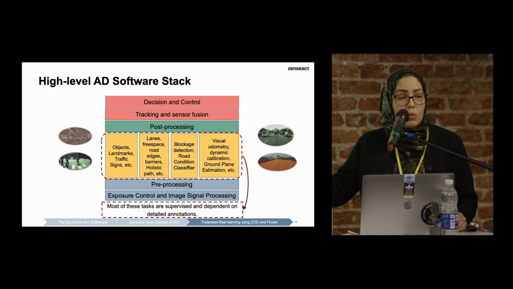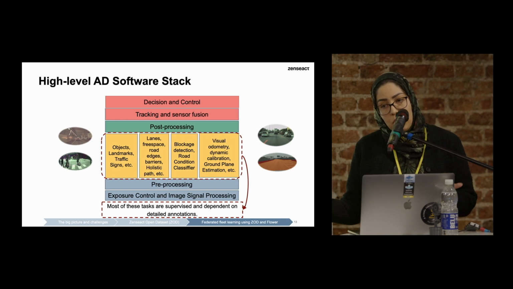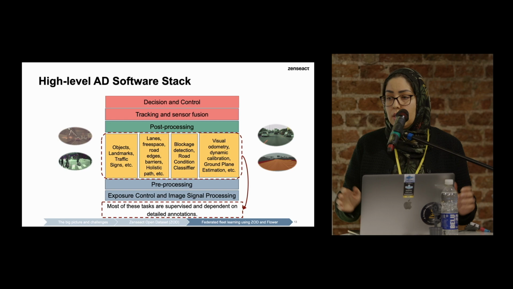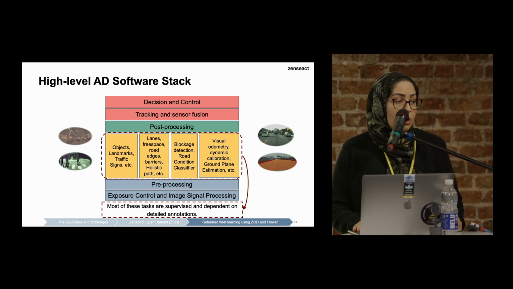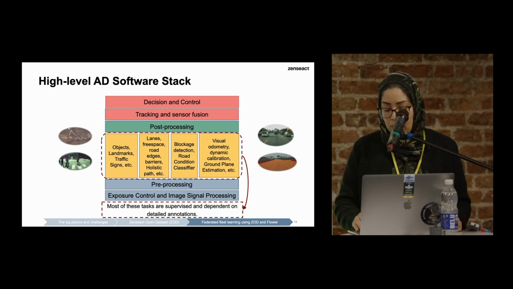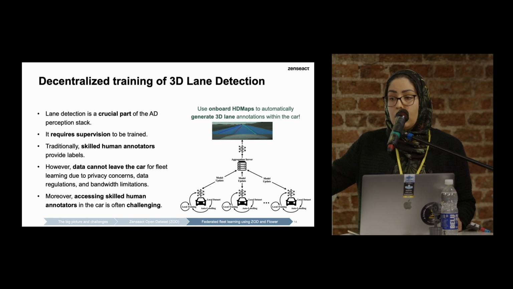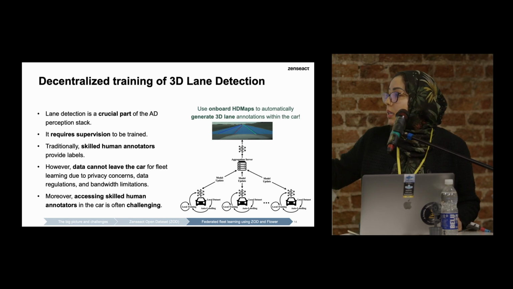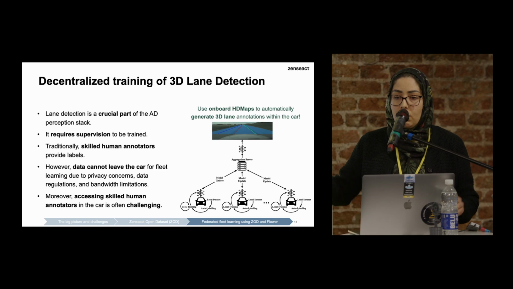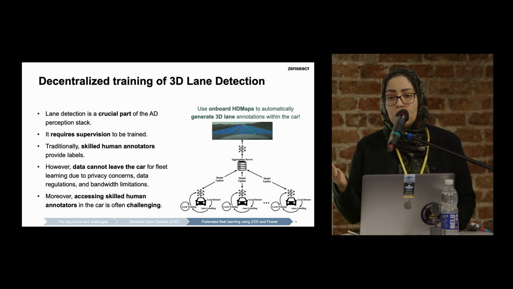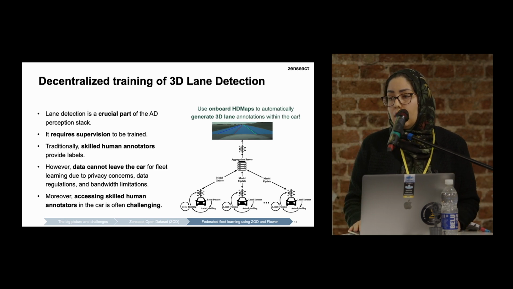Most of these modules nowadays are deep learning based, which means that most of them are supervised and need high-quality annotations that are usually provided by skilled human annotators to be trained, right? One of these modules, as you saw before, is lane detection. And as I said, it's supervised and needs annotation. So assume we want to update this model in a federated fleet learning setting, which means using our customer data.